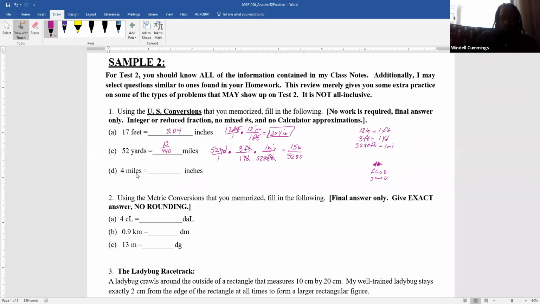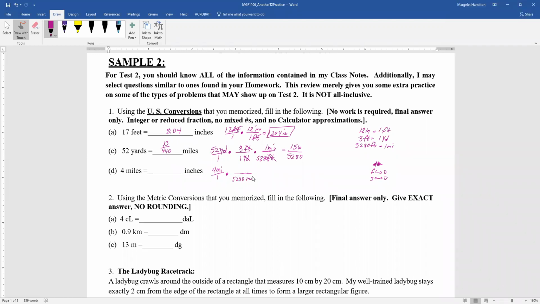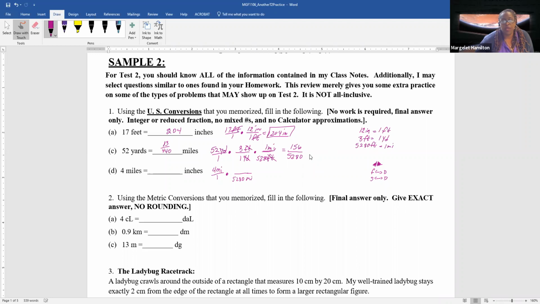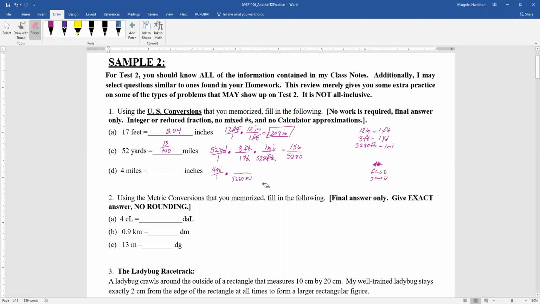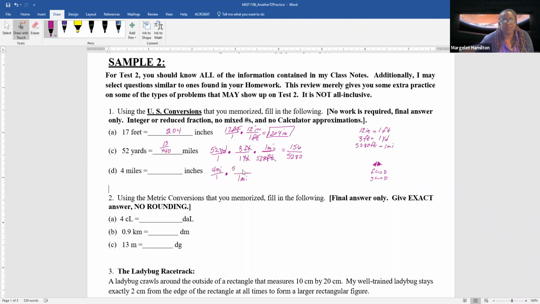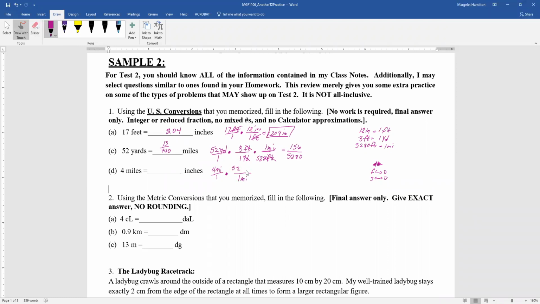Let's try our next one. We see we're going from miles to inches. Go ahead and do your relay. All right, so we're starting with 4 miles, so we got 4 miles all over 1. My first conversion fraction, we know we're going to do miles on the bottom. So we have 5,280 miles over, not one miles. Y'all saw what I did, right? Y'all was going to correct me, right? Yes. All right, 1 mile all over 5,280.